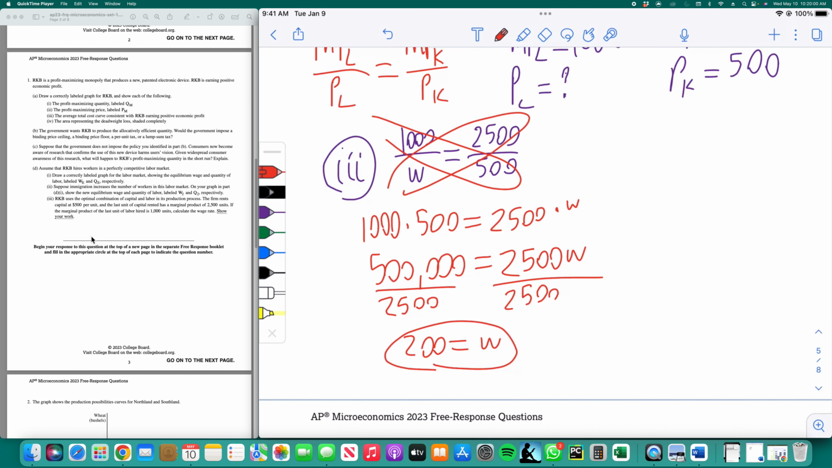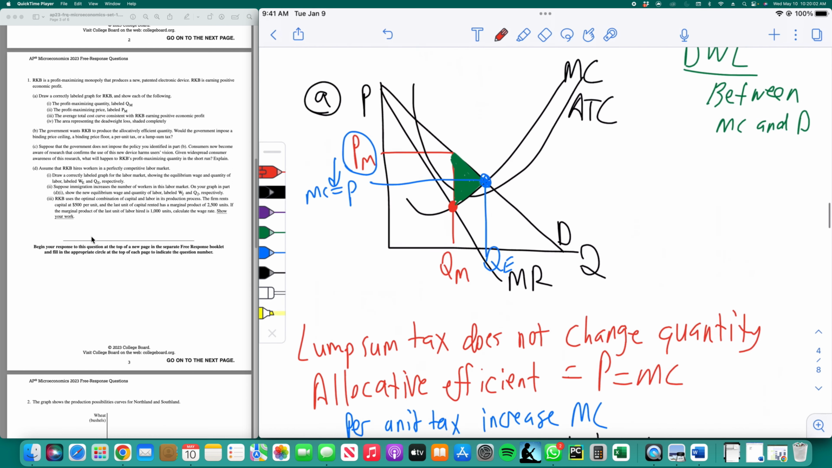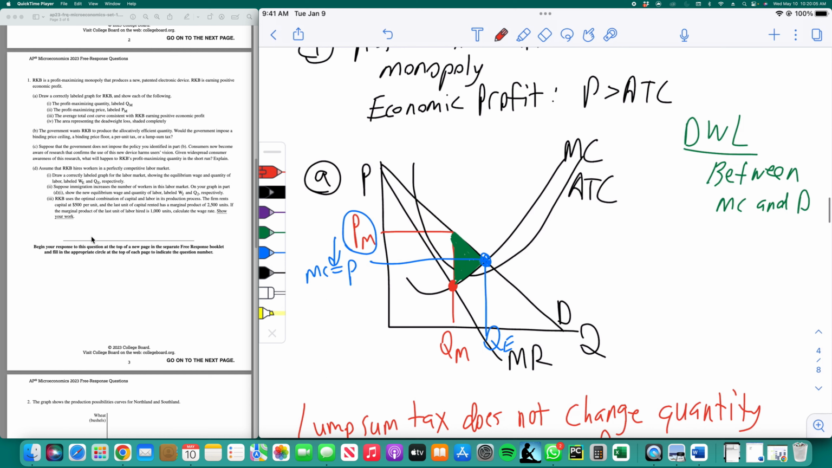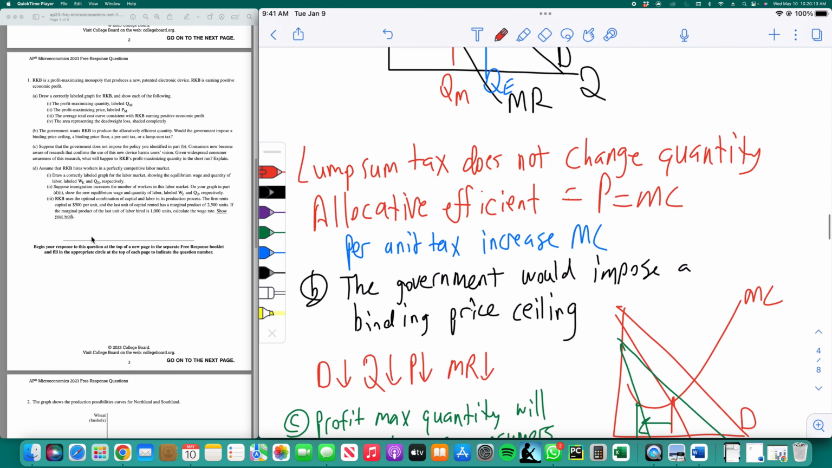All right, so that was question 1. A brief review of what we did. All we did was a monopoly graph. As long as you know what a graph for a monopoly looks like when they're making profits, you're going to get a lot of points. Number 2, they have a binding price ceiling because they want to decrease the price. All the other choices will not increase the quantity. The only way we can increase the quantity is if we force the monopoly to have a lower price.